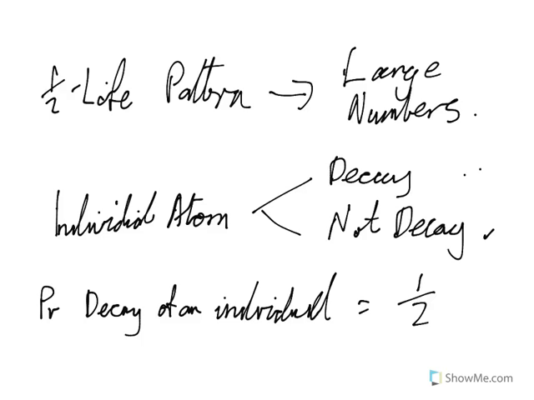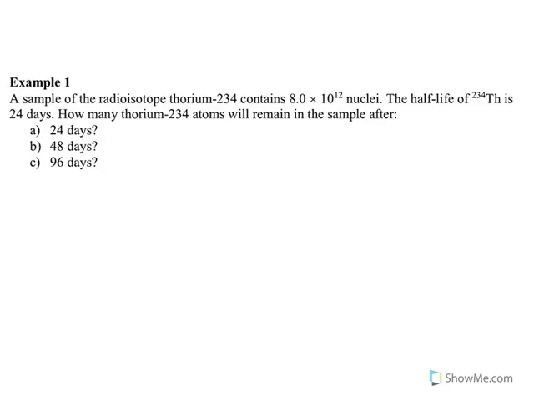Alright, so let's have a look at some examples. Now, when we do these, we can use the formula if we like. However, it's often easier not to worry about the formula and just use a little pattern, the half-life pattern. So, in this example, we've got a radioisotope of thorium, containing that many nuclei, and the half-life's a key thing, 24 days. How many will remain after 24 days?